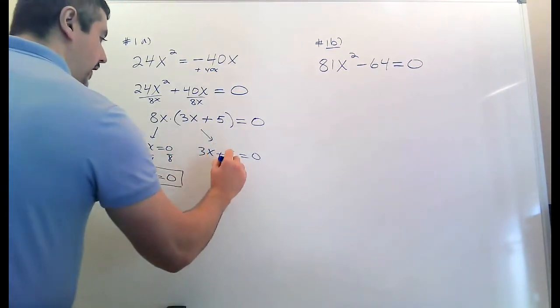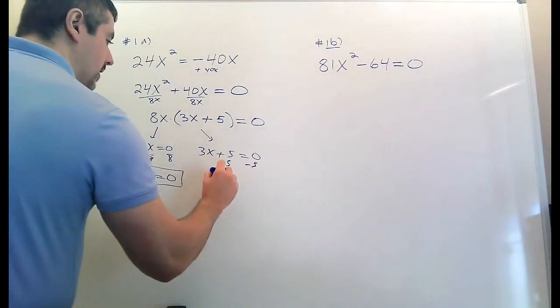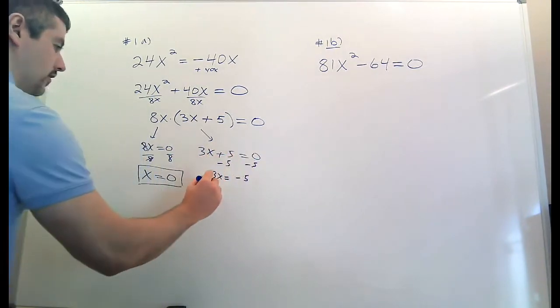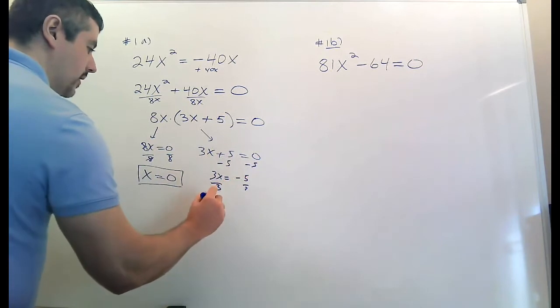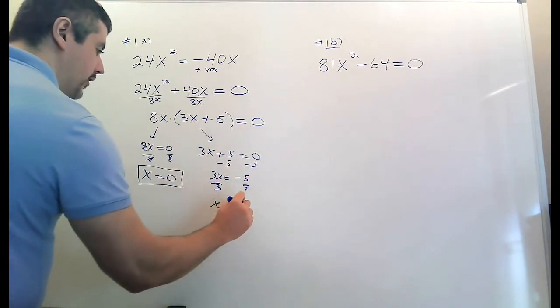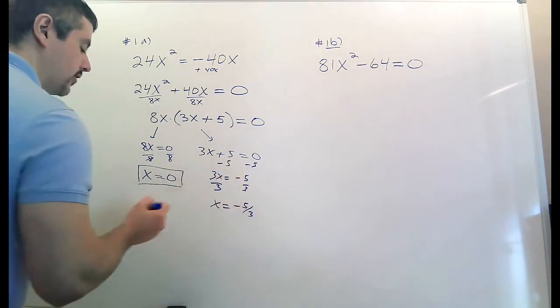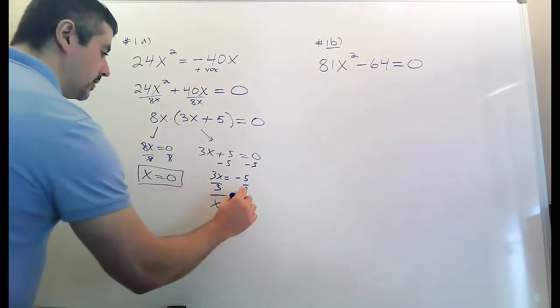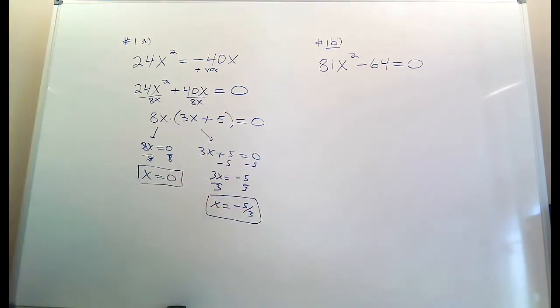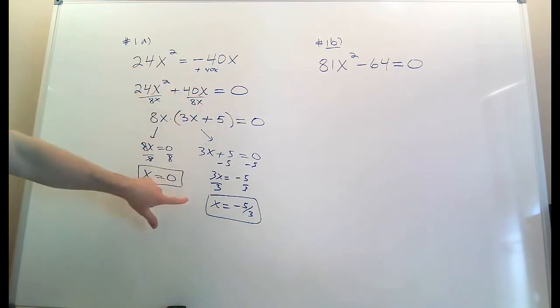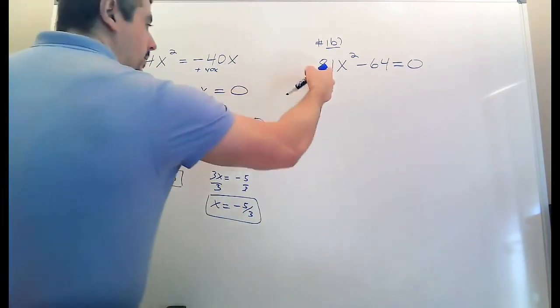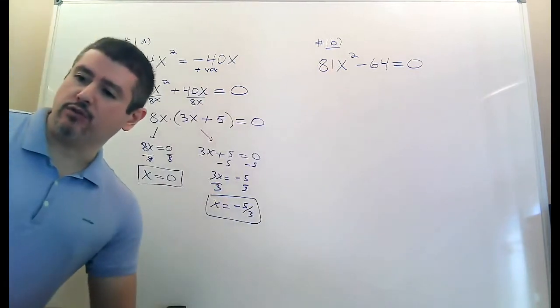Here you want to subtract 5. And yes, I want to see it. I want to see the work. This is your work. These are your steps. Divide by 3. So you get x equal negative 5/3. I'm going to write it neatly. Wrote it sloppy there. That's your second answer. Boom. That's it. Set it equal to 0. Factor it. Set each factor equal to 0. Solve it.